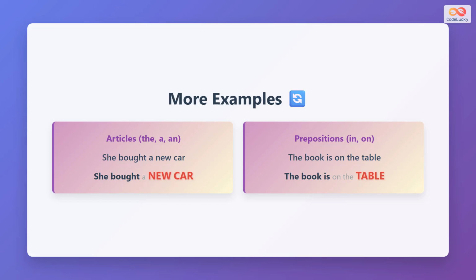Let's examine two more examples. First sentence, she bought a new car. We stress new and car because they carry the main meaning. We do not stress the article a. Second sentence, the book is on the table. We stress table because it tells us where the book is. We do not stress the preposition on or the article the. This pattern is consistent across all English sentences.